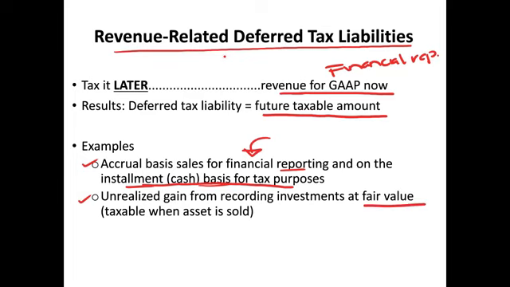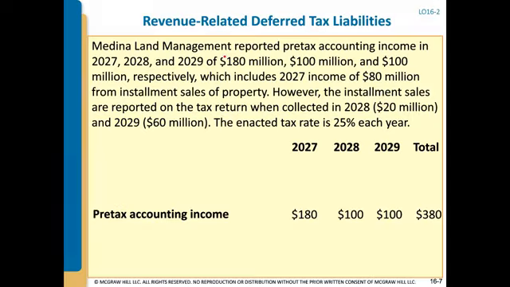If you took the first part of intermediate accounting, there was a whole chapter dedicated to investments, and certain investments are trued up or down to fair value, and that gain might go on the income statement. Well, that would be revenue for GAAP now, but for tax purposes, a gain is only recognized when the asset is actually sold. So we would reverse that revenue for tax purposes and record it whenever the investment was actually sold. That's just another example of revenue-related deferred tax liabilities.